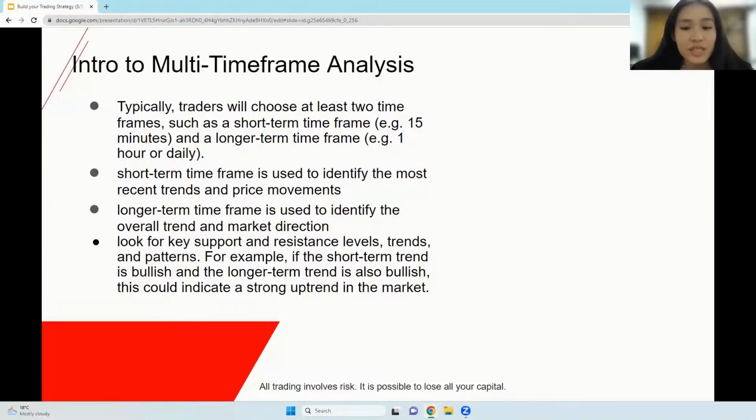As also, if the shorter term trend is also bearish, then you would know that there is an indication of a strong downtrend in the market. So overall, multi-time frame analysis tends to help traders gain a better understanding of the market and make more informed trading decisions by analyzing the bigger picture and trends and patterns from multiple time frames.